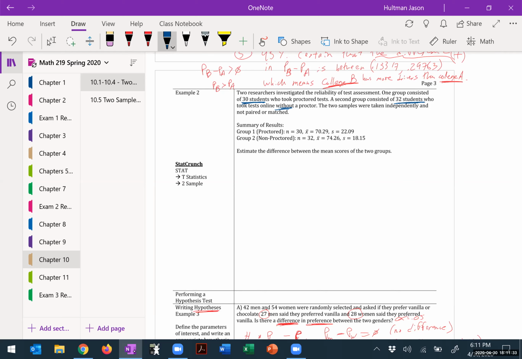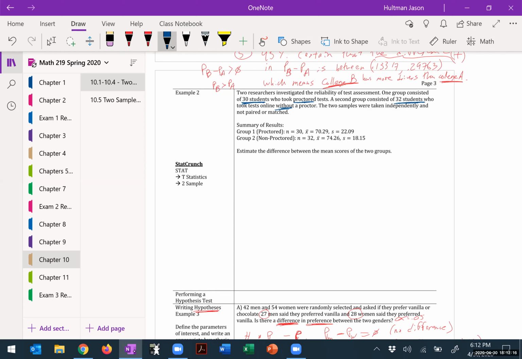There's one group of 30. They were all proctored, meaning that they were overseen. Someone oversaw them taking the test. They were monitored while taking their test so that they don't cheat. And then 32 students who took tests online who were not monitored. So a little sketchier.